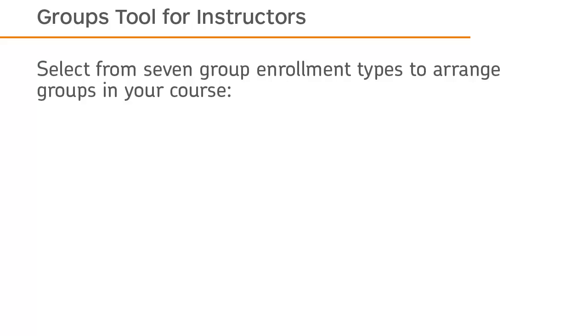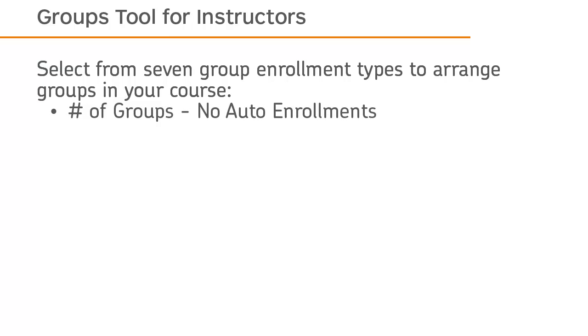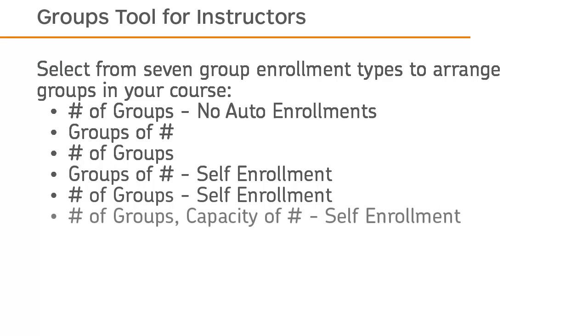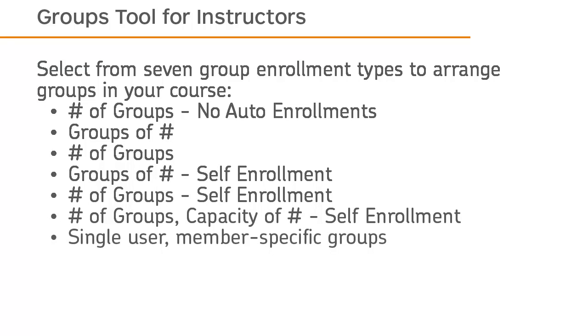Select from 7 group enrollment types to arrange groups in your course. Number of groups, no auto-enrollments. Groups of number. Number of groups. Groups of number, self-enrollment. Number of groups, self-enrollment. Number of groups, capacity of number, self-enrollment. Or single user member-specific groups.